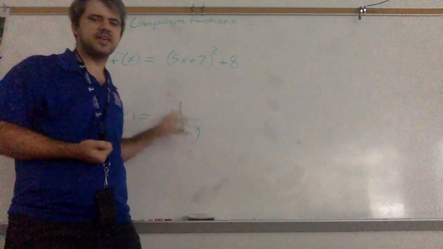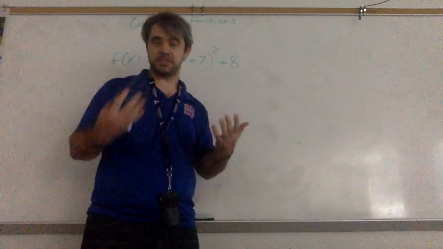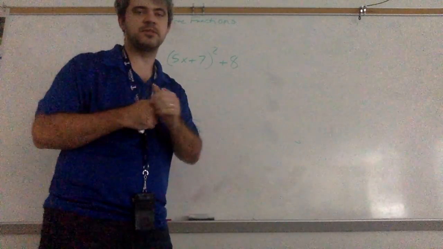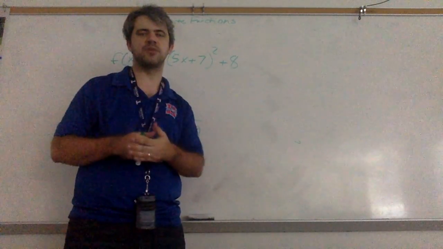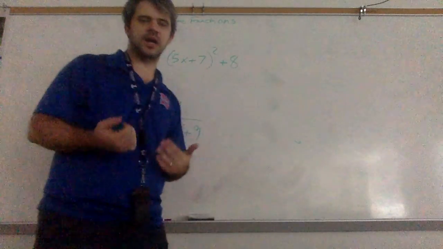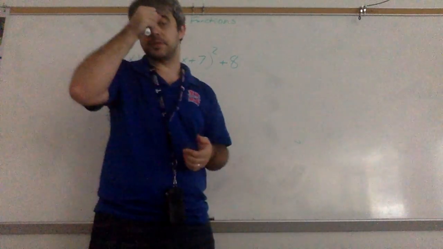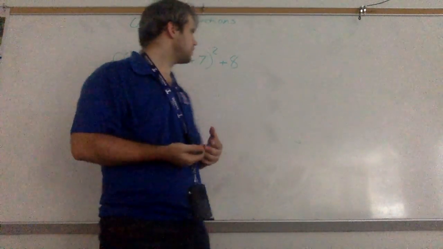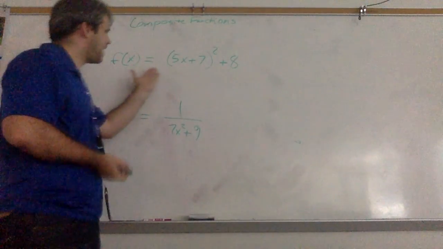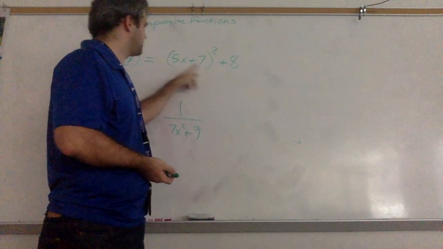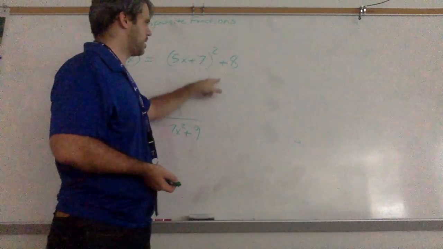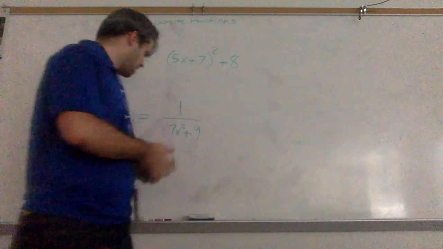Now, I will say this is a bit more of an art than some of the other things. It's a little less straightforward. But I think once you see a couple of examples, you're going to be able to do this yourself. So what I've got here, f of x equals (5x plus 7) all squared, plus 8.